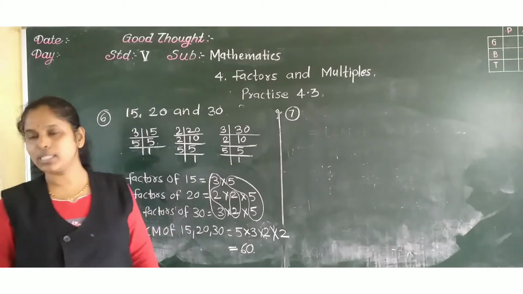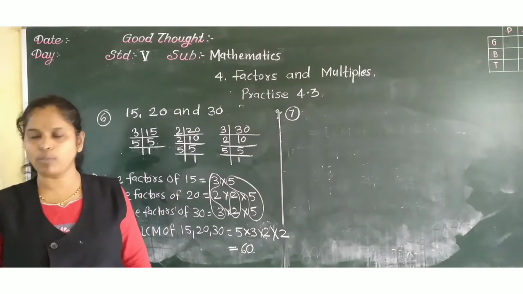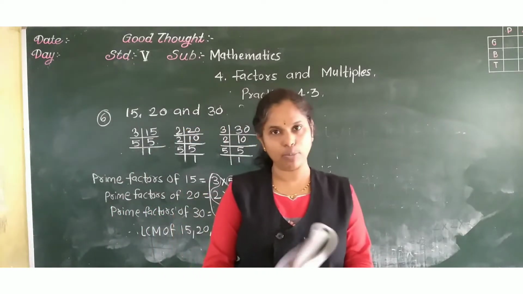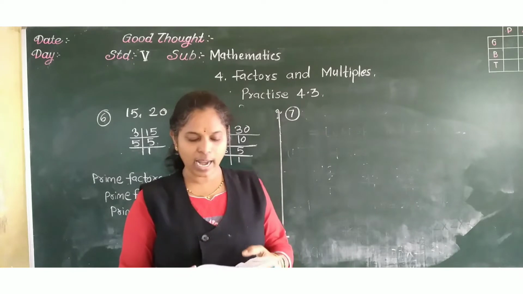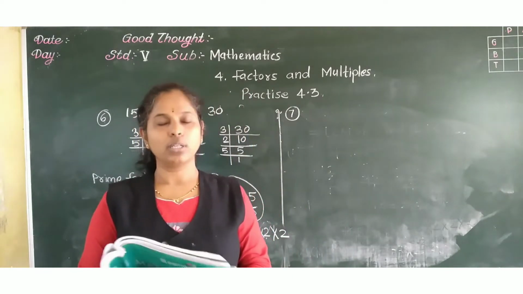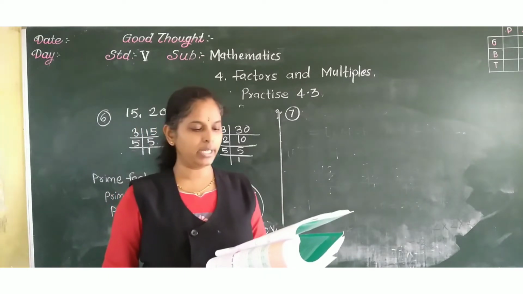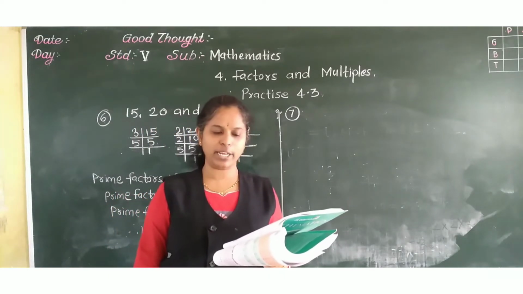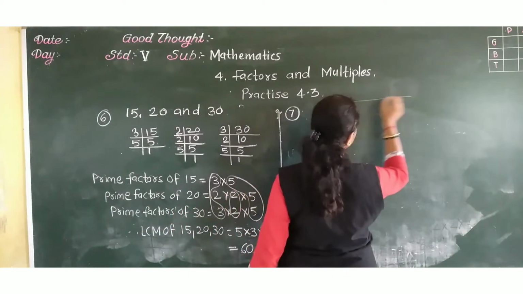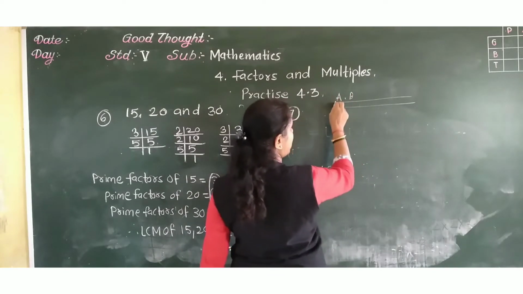Now next is question number 7. Okay, question number 7, a word problem is there. I'll read the word problem for you. Question number 7. A and B start from the same point and in the same direction on a straight long road. One long road is there. A and B start from the same point.